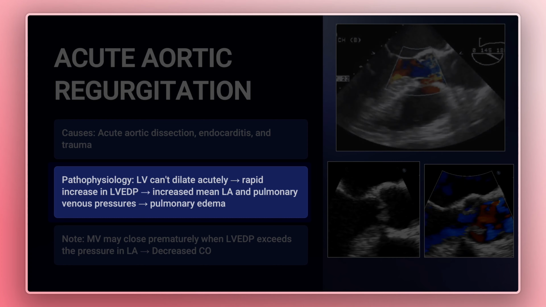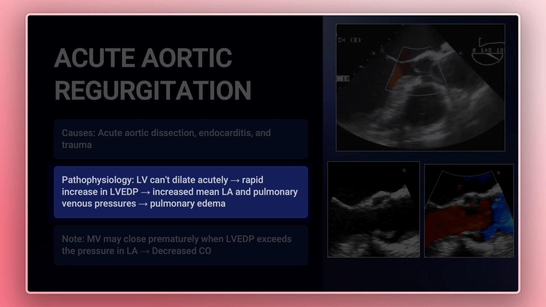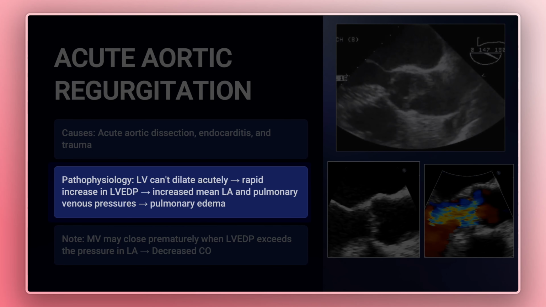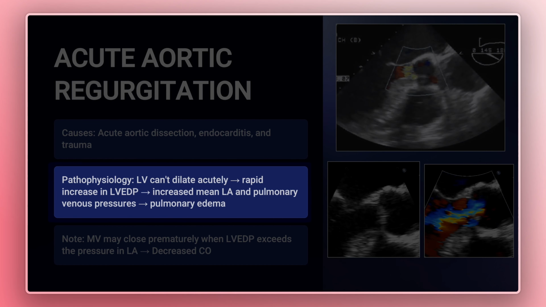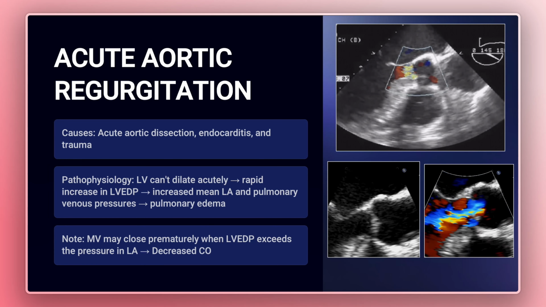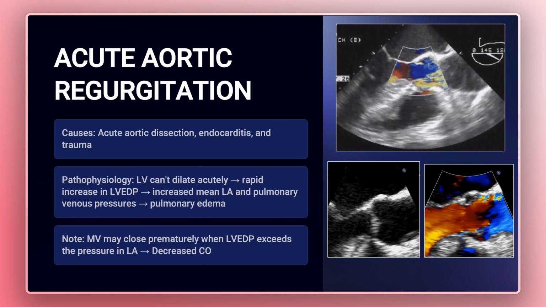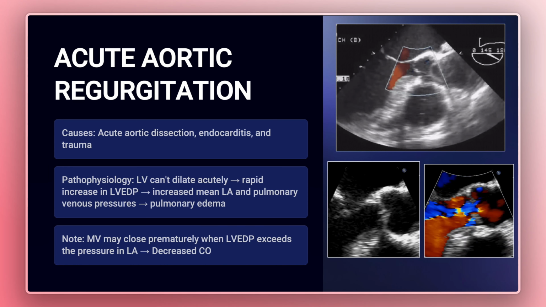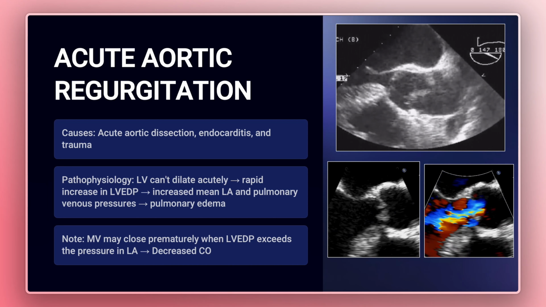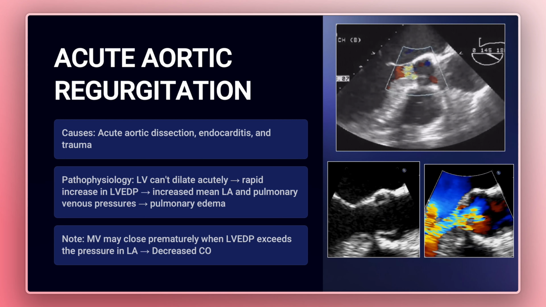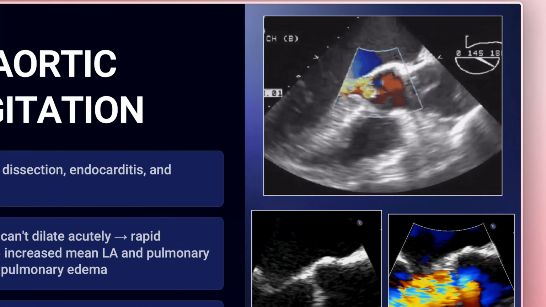This higher pressure is transmitted to increased mean left atrial and pulmonary venous pressures and can lead to subsequent pulmonary edema. While the pulmonary edema can be devastating to a patient, these pressure gradients can prematurely close the mitral valve as the LVEDP exceeds the pressure in the left atrium, and this can lead to decreased cardiac output as well.